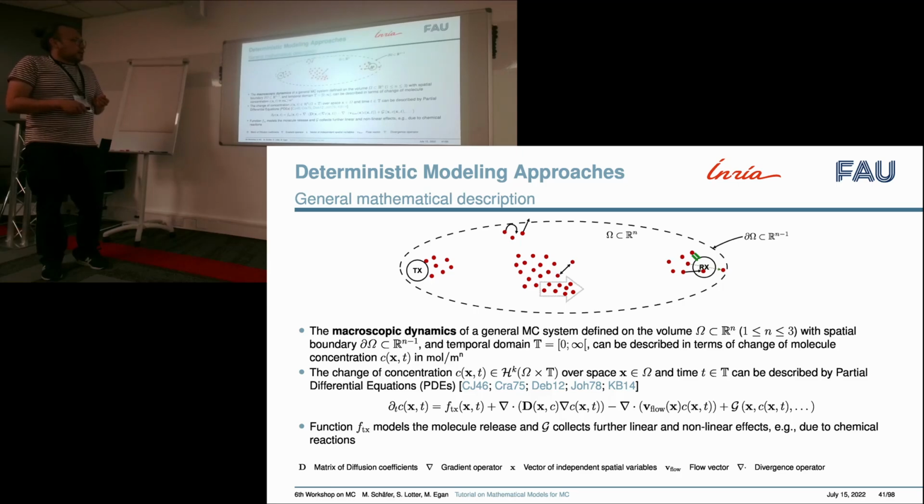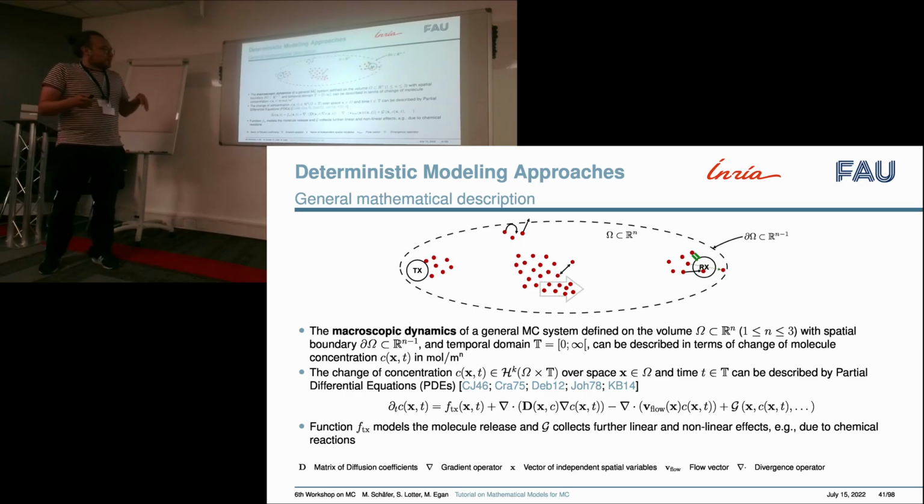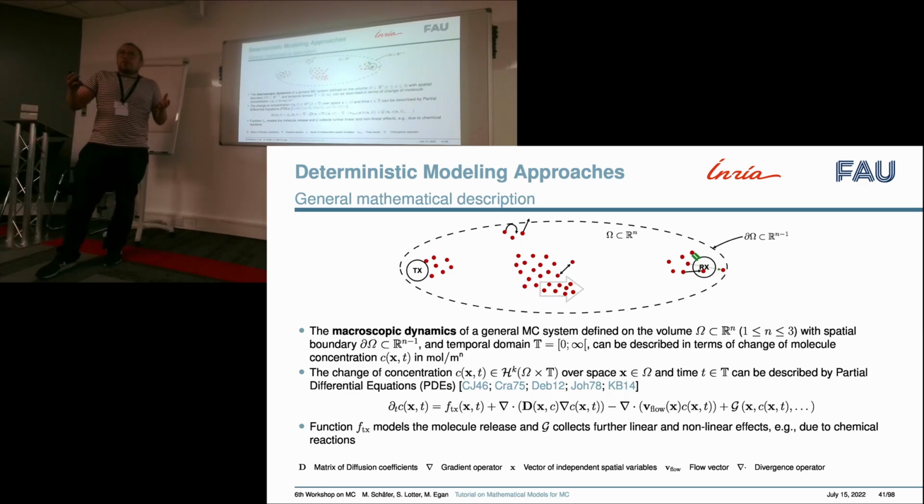And now the change of the molecule concentration in this space over time can be described by so-called partial differential equations. That means denoting the concentration by c, it depends on space and time, so here on a vector of spatial coordinates x and time t. And it contains partial derivatives. That means I have not the derivative of c, I have the derivative of c with respect to t, or the derivative of c with respect to some spatial coordinate. And then we can describe this change of concentration by this equation, which contains, for example, a term which is just a function modeling some molecule release.